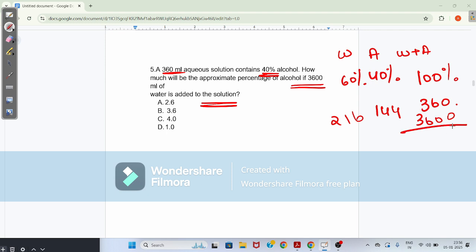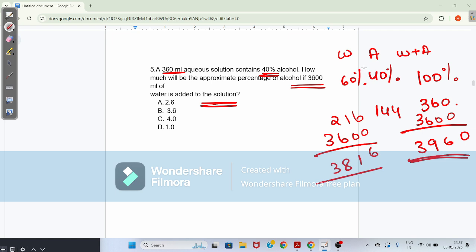Okay, when 3600 milliliters of water is added to this 360, this value also changes, so this value becomes 3960 here. Okay, and only water has been added, so 3600 amount of water has been added here, so this value becomes 3816.